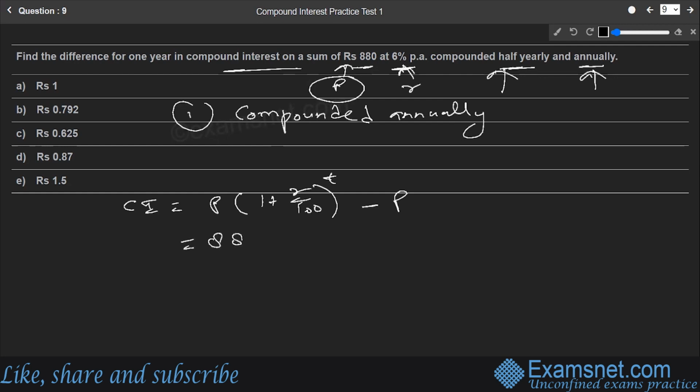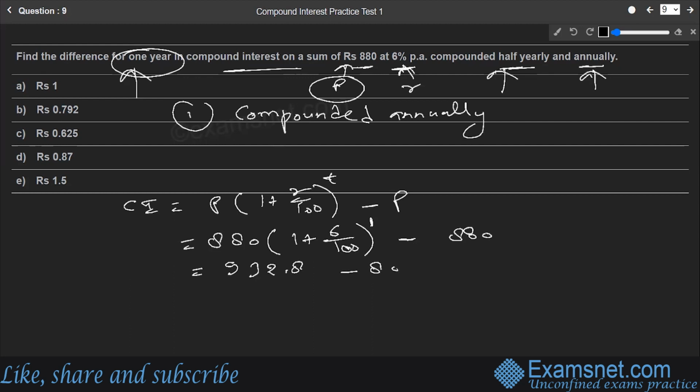So it is going to be 880 into 1 plus 6 upon 100, as it is compounded annually and done for 1 year. The time value is given as 1 year, so the power will be just 1, minus 880 because that is the principal value. If we solve this further, this comes out to be 932.8 minus 880, which is ultimately 52.8. So this is the compound interest when compounded annually. The value is 52.8. Let us find the compound interest when compounded semi-annually.